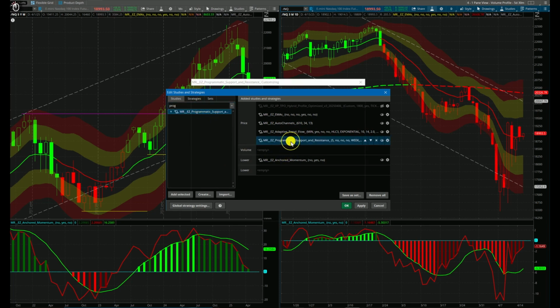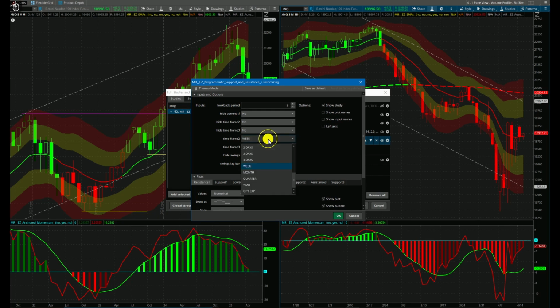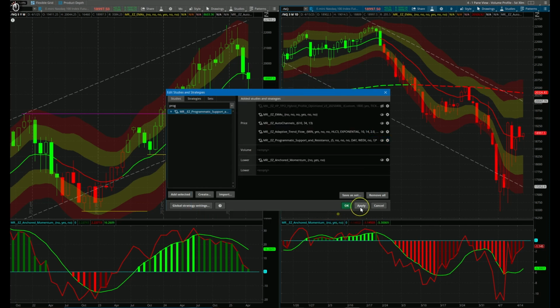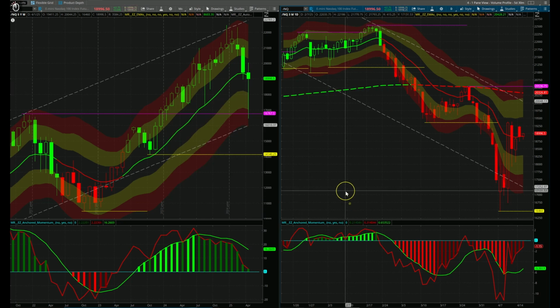And let's get it set up properly this time. We'll go with a day and a week. All right. It's showing overhead resistance here. And sure enough, that was the end of the run for the bulls. But this still had support coming in down here.